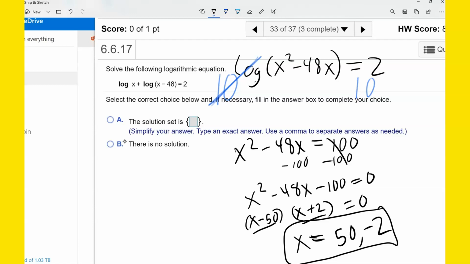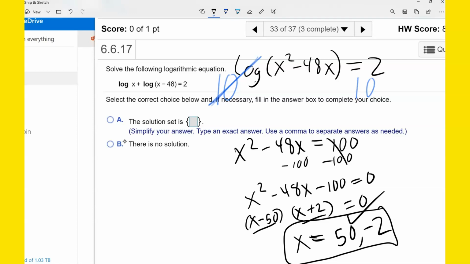Plug the 50 in up here for x and see if it works out. All you really have to do is say, does it make the logarand in the original problem become 0 or negative? Well, if I plug 50 in here, that's not 0 or negative, that's just 50. If I plug 50 in here, that's going to make that logarand become 50 minus 48, which is 2. That's not negative or 0 either, that's positive, so that's fine.